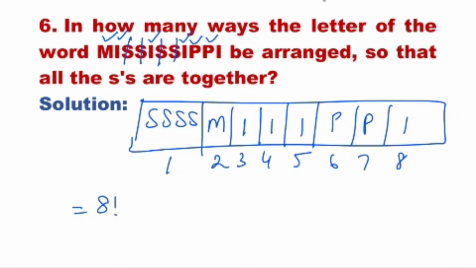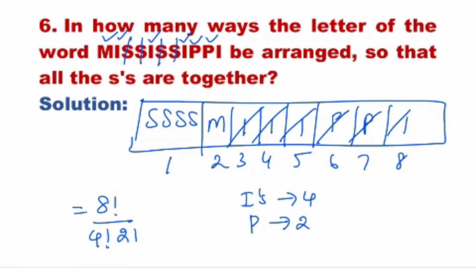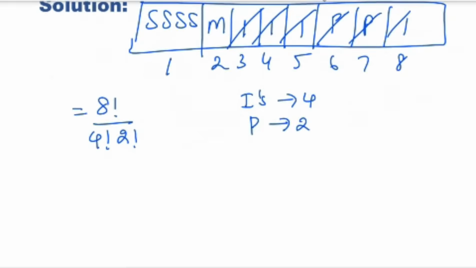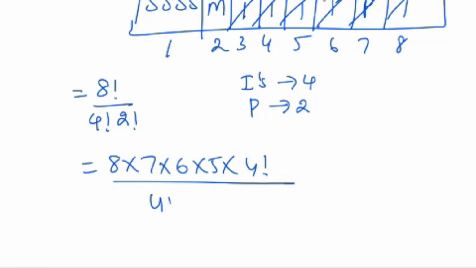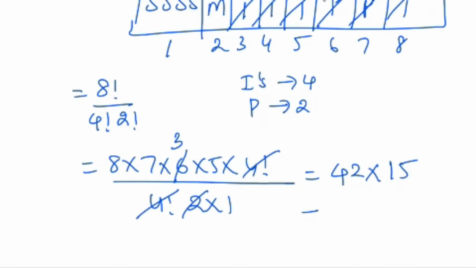Certainly 8 factorial. Now what is repeated in this? We can see I is repeated 4 times. Then P is repeated 2 times. So we can write this as 8 factorial divided by 4 factorial, 2 factorial. Now if you calculate this, 8 factorial can be written as 8 into 7 into 6 into 5 into 4 into 4 factorial divided by 4 factorial. Then 2 factorial can be written as 2 into 1. 4 and 4 get cancelled. If you multiply, 8 sevens are 56 into 3 fives are 15. When you multiply this, it becomes 840 ways.